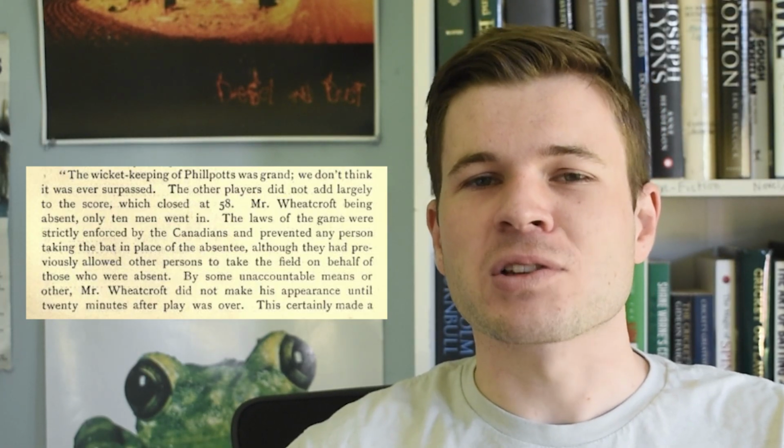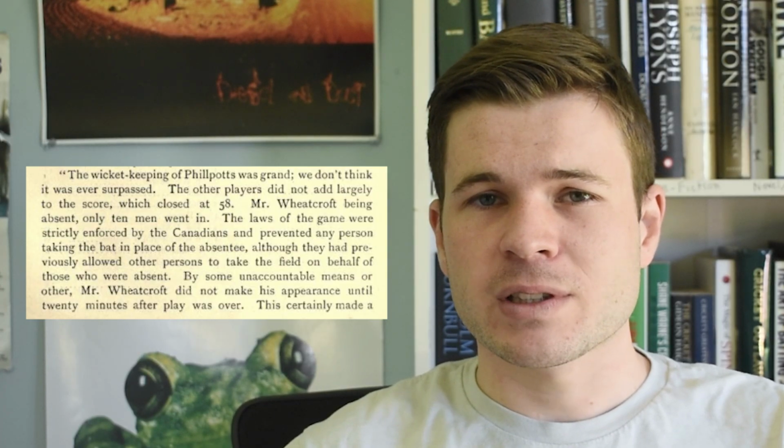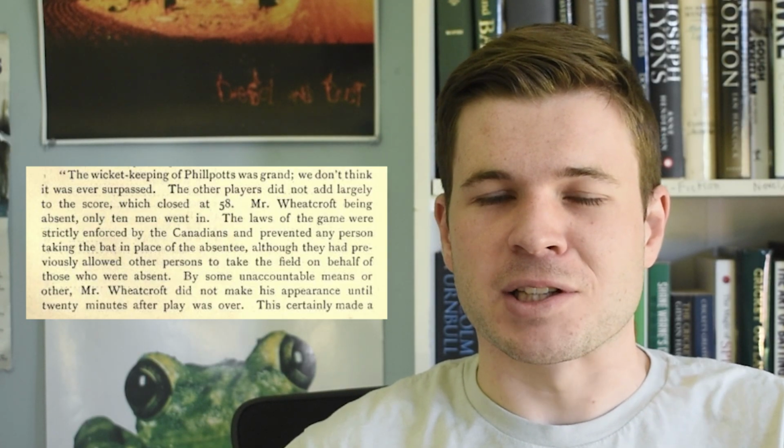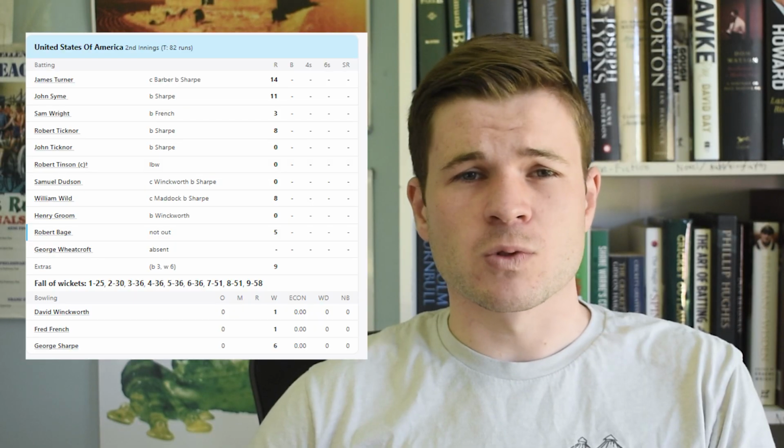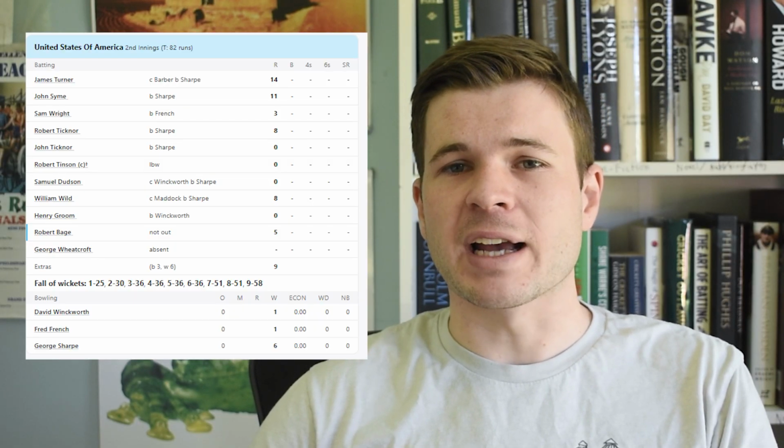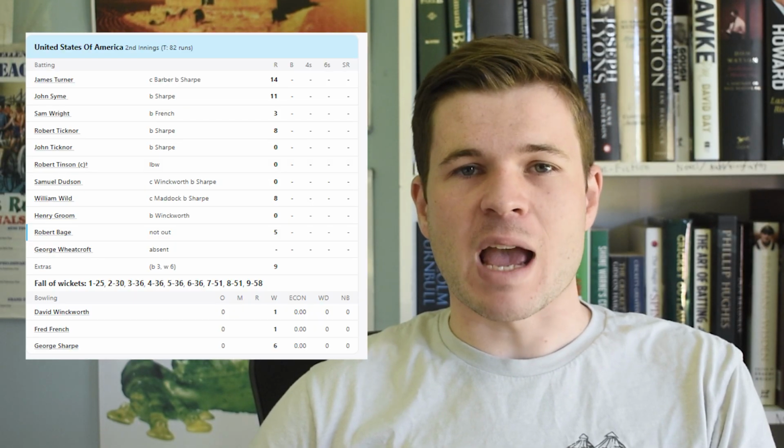Except they'd only lost 9 wickets. Wheatcroft, still on the batting order, just still hadn't turned up. Sticklers for the rules, the Canadians wouldn't allow a replacement batsman. And so the game was won.